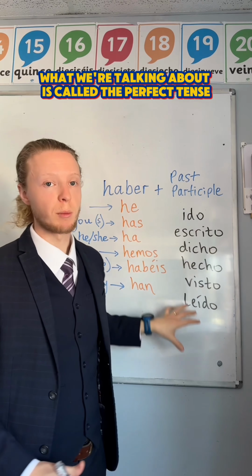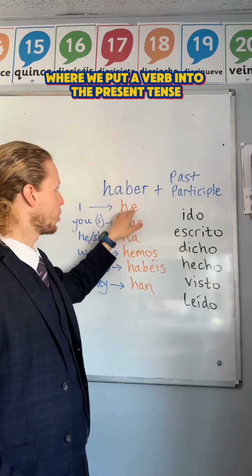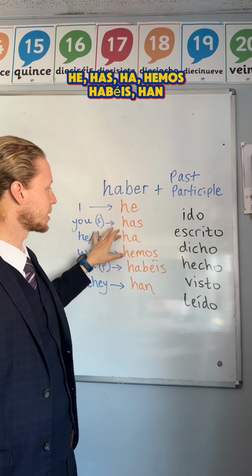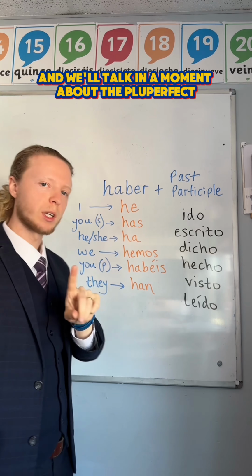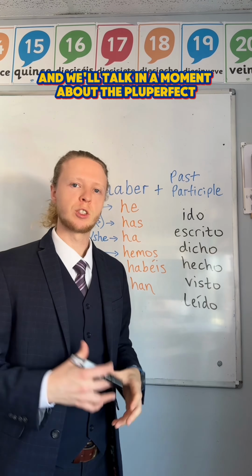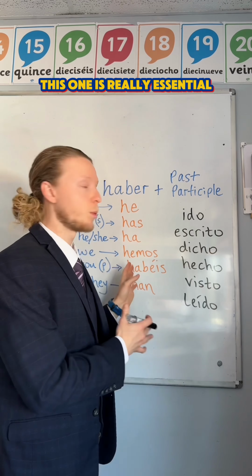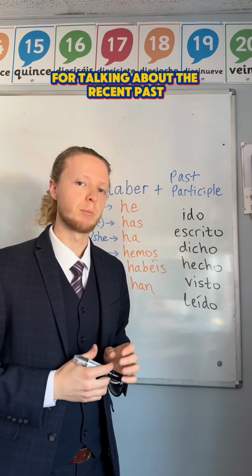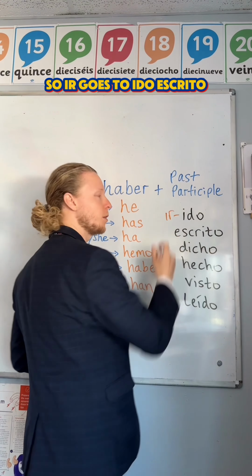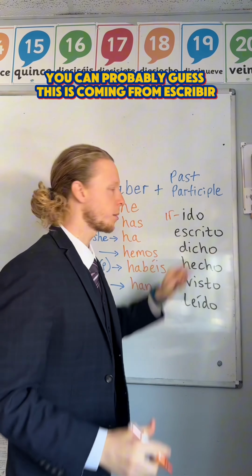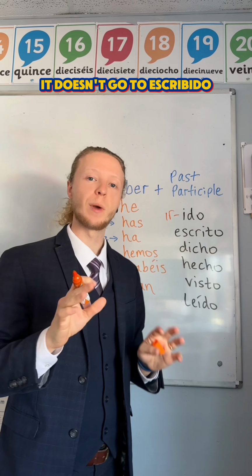So for now, what we're talking about is called the perfect tense, where we put haber into the present tense: he, has, ha, hemos, habéis, han. We'll talk in a moment about the pluperfect, just so you've got a bit of a basic understanding. This one is really essential for talking about the recent past. So ir goes to ido. Escrito: you can probably guess this is coming from escribir. It doesn't go to escribido.